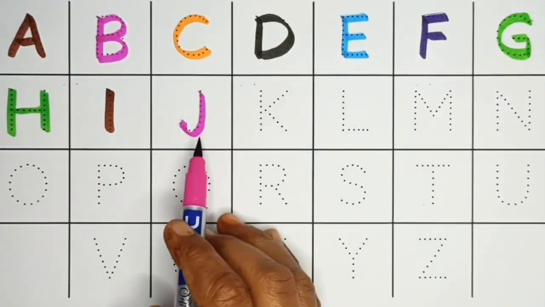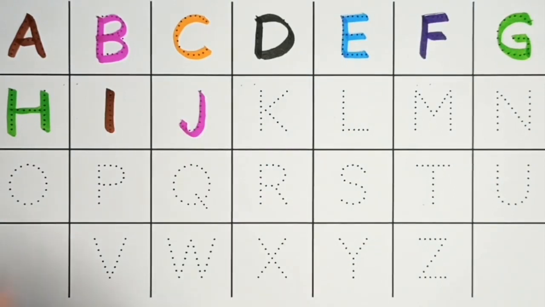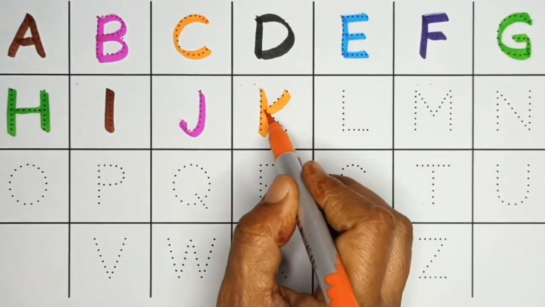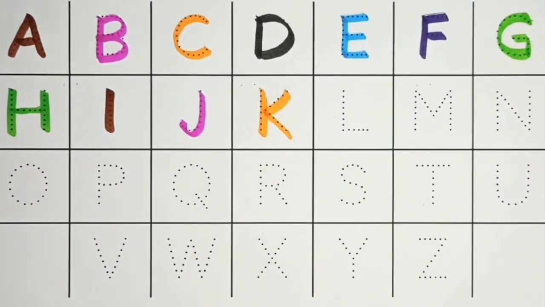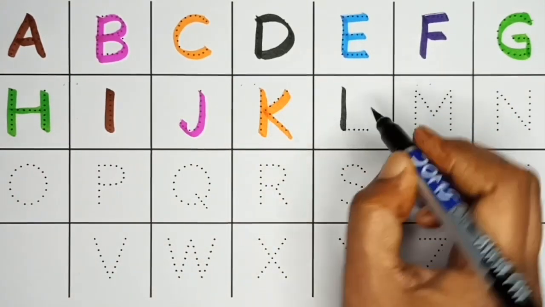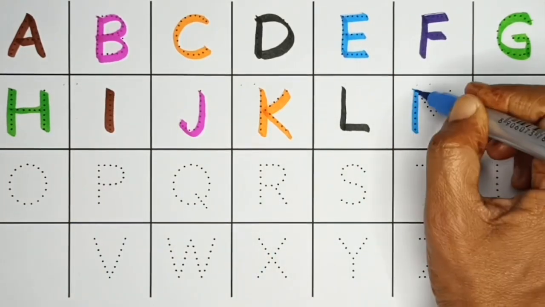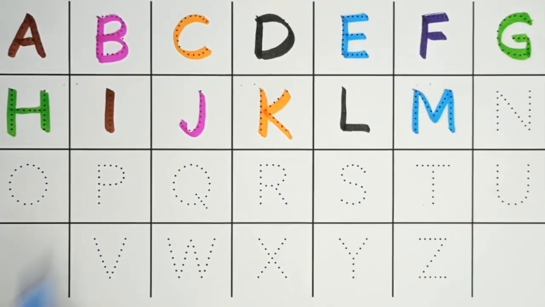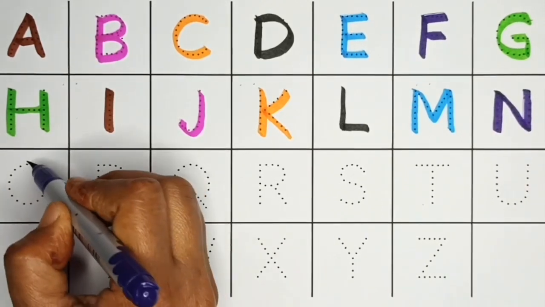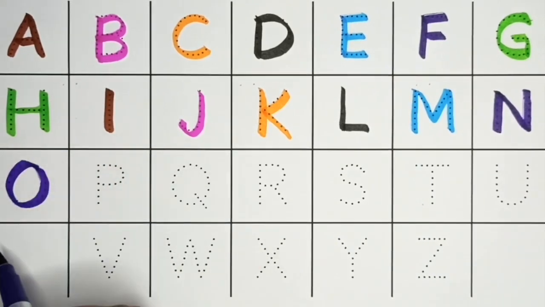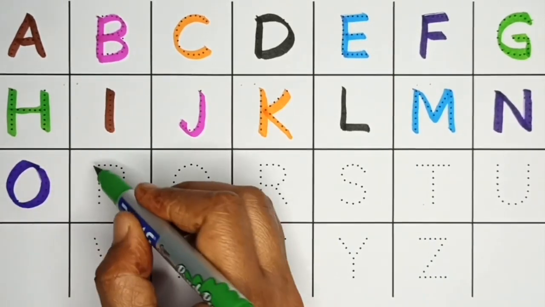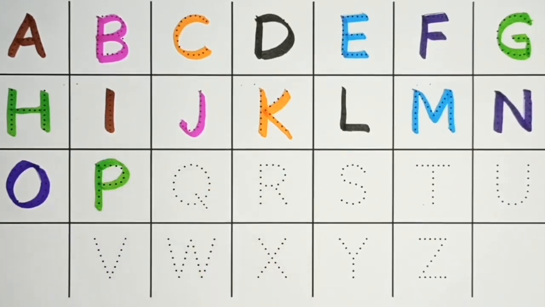J, J for jug. K, K for kite. L, L for lion. M, M for monkey. N, N for nest. O, O for orange. P, P for parrot.